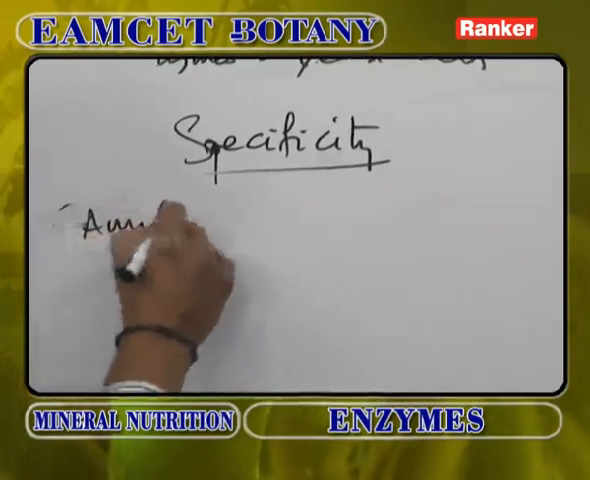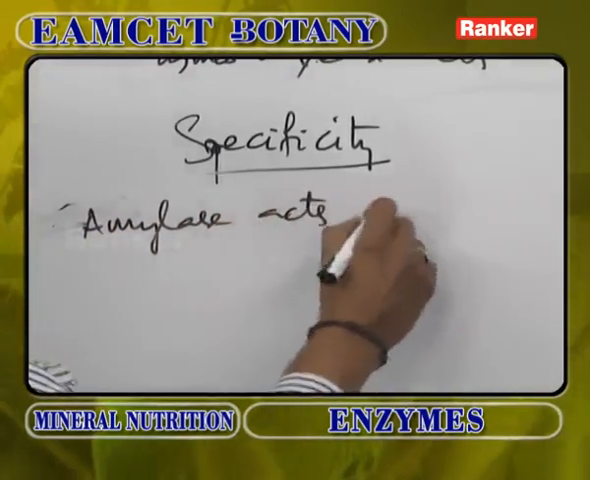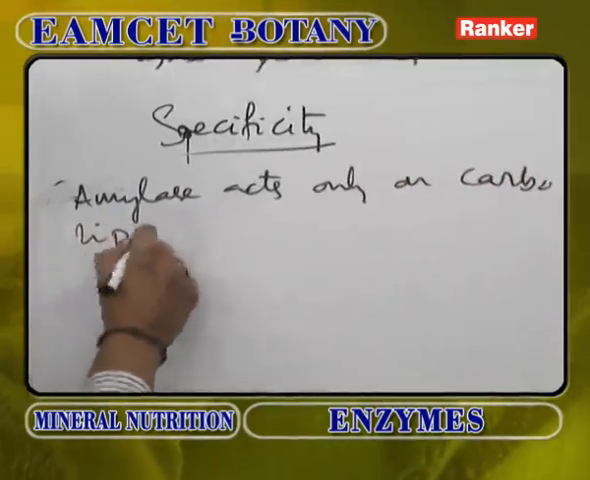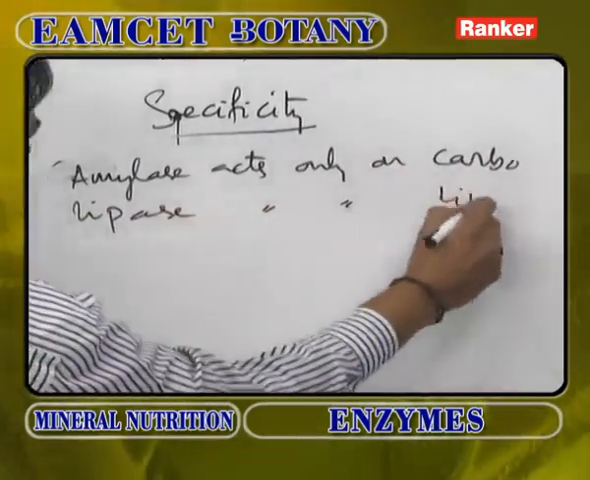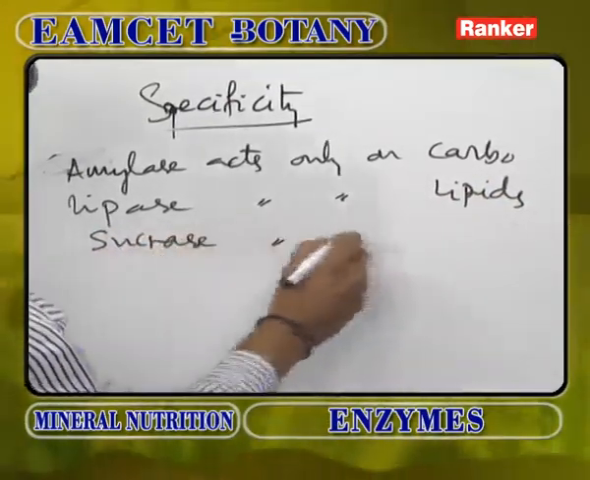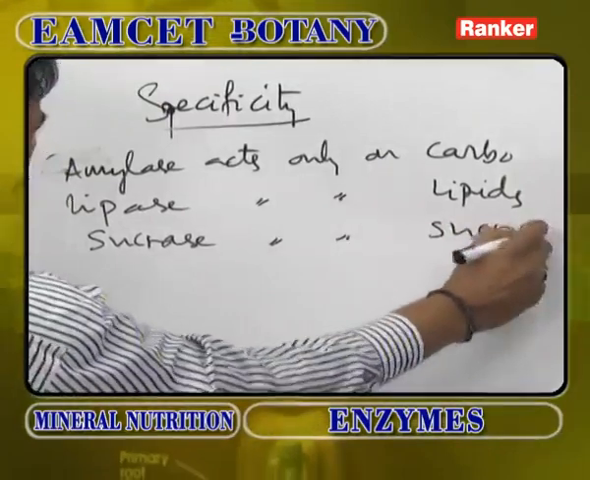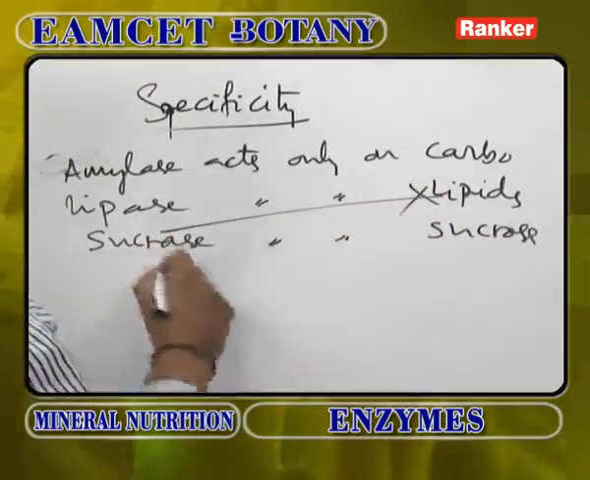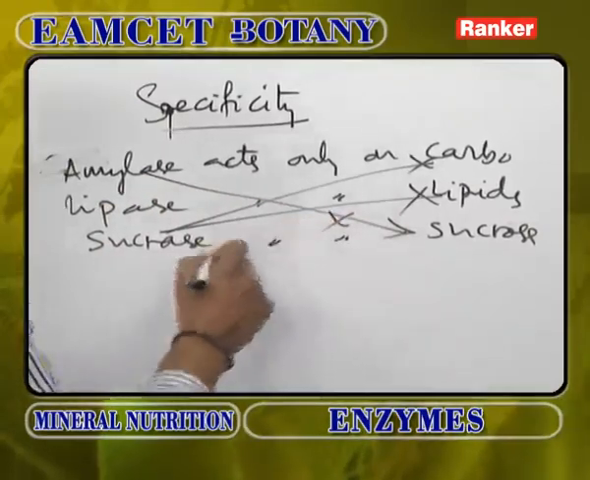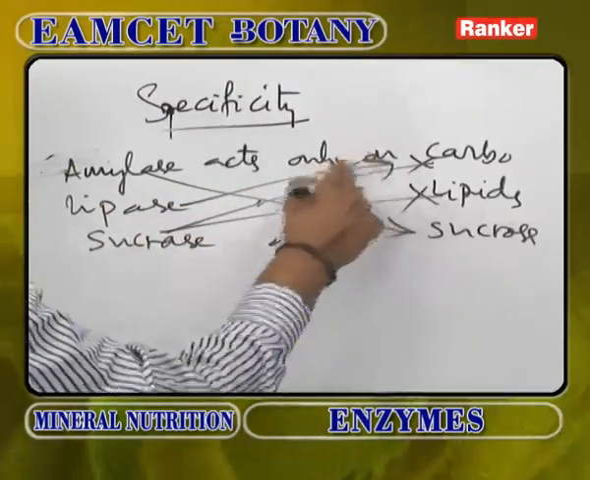amylase acts only on carbohydrates. Lipase acts only on lipids. Sucrase acts only on sucrose. Sucrase cannot go and act on lipids. Sucrase cannot go and act on carbohydrate. Amylase cannot come and act on sucrose. Lipase cannot go and act on carbohydrate.